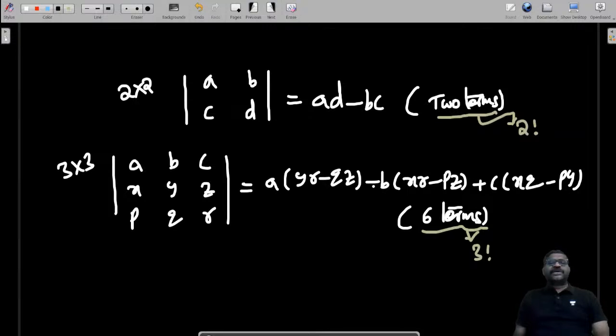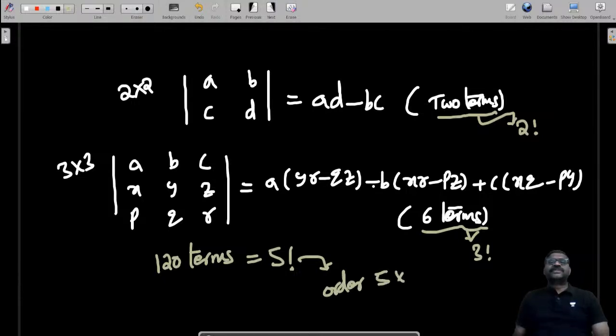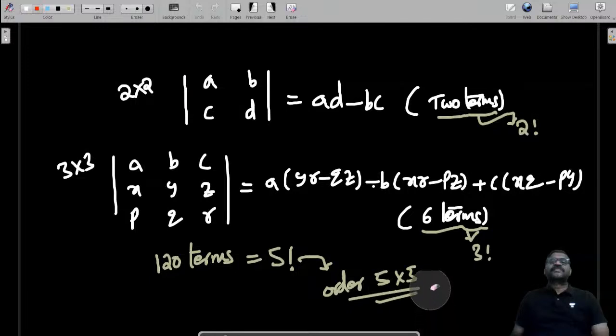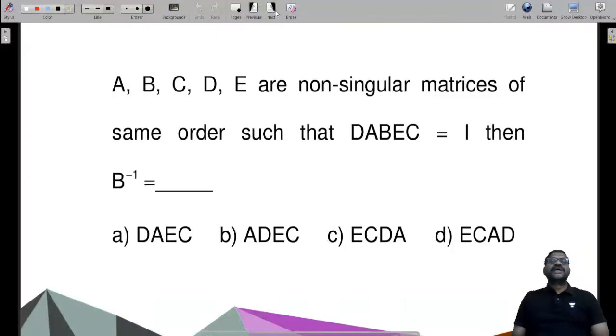120 terms is nothing but 5 factorial terms. 5 factorial means the order of the matrix is 5. Order 5. Correct answer is 5. Matrix is 5 cross 5. Order is 5. Next problem.